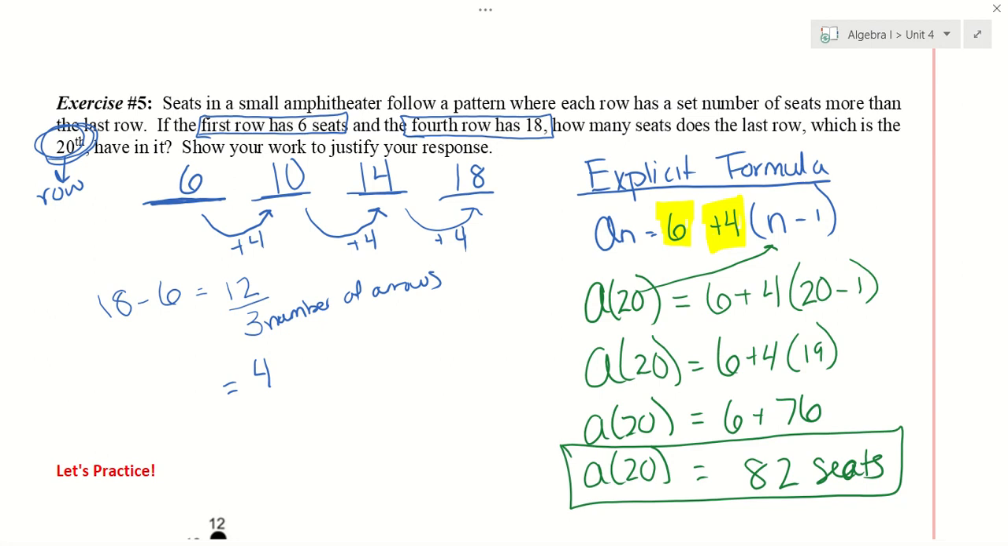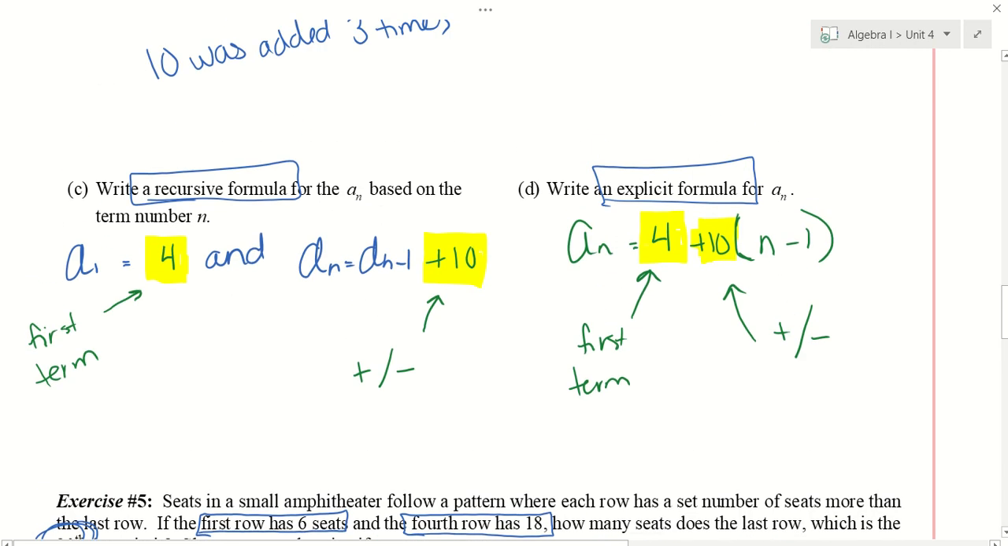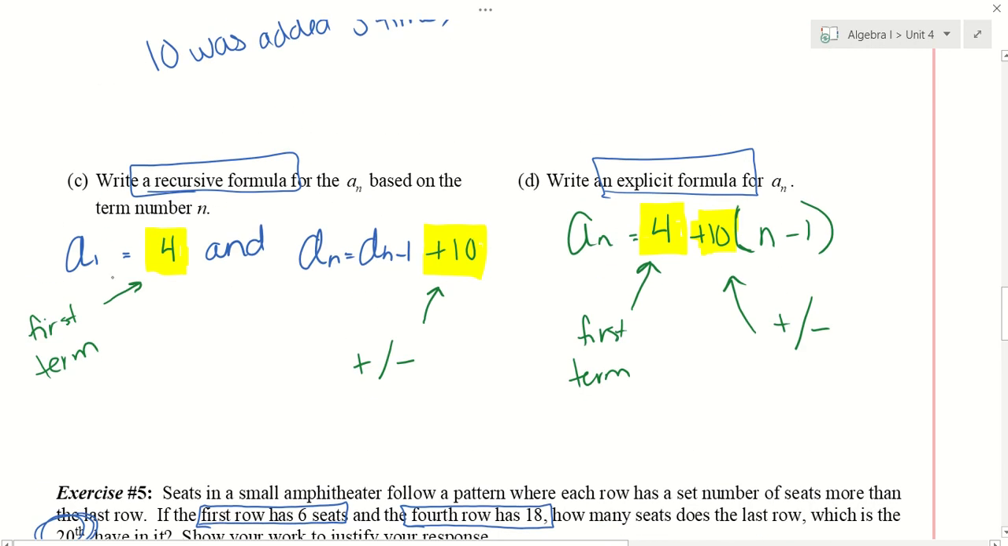So what to take away from this lesson? You must know these explicit versus recursive formulas, and you must know what fills in, what stays the same.